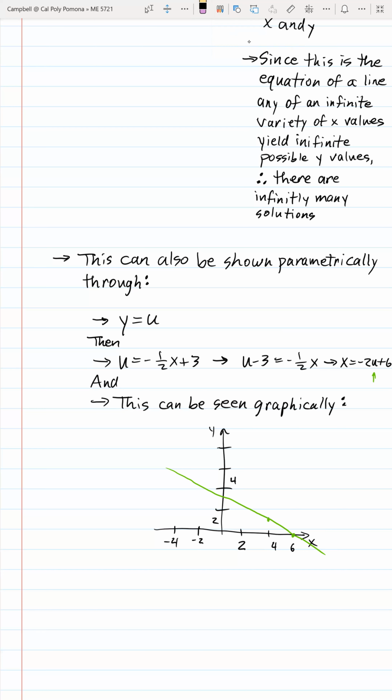There we go. To when x is equal to 0, u is equal to 3, and y is equal to 3. So there we go. We get that particular line, 1x plus 2y is equal to 6, otherwise known as 3x plus 6y is equal to 18. And they're one and the same lines.